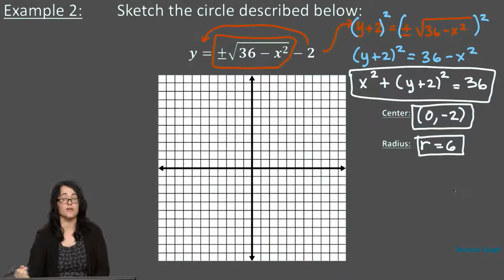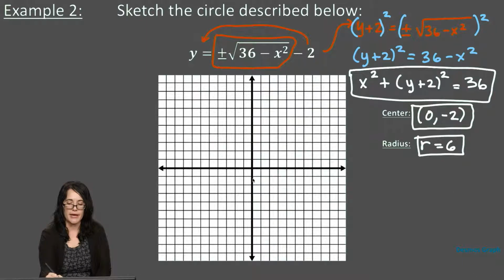You can take your time, pause the video, and do it yourself. You'd go to 0, -2 as your center, and then 6 units in each direction. 1, 2, 3, 4, 5, 6. So I have a point at 6, -2. 6 above, 1, 2, 3, 4, 5, 6. So that's at 0, 4. And then 6 to the left, 1, 2, 3, 4, 5, 6. That would be at -6, -2. And finally, 6 below the center, 1, 2, 3, 4, 5, and 6. So that's at 0, -8.